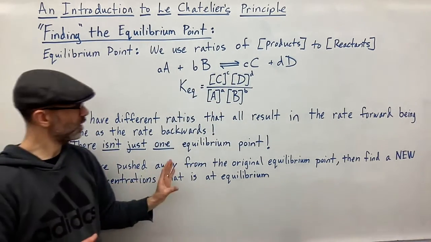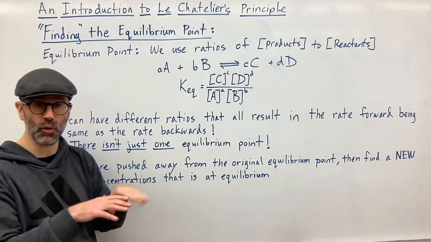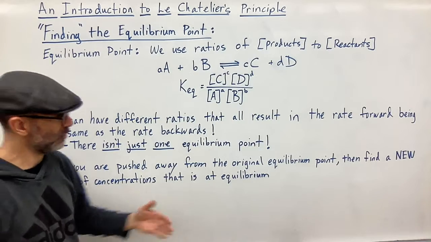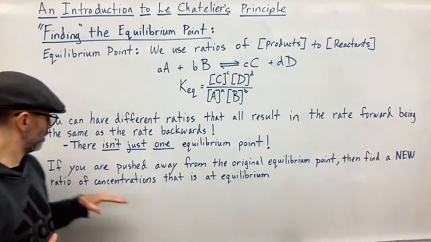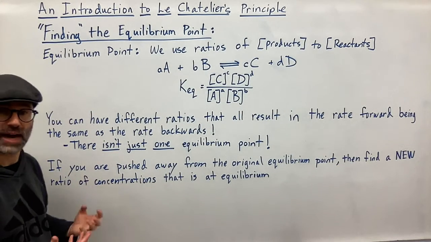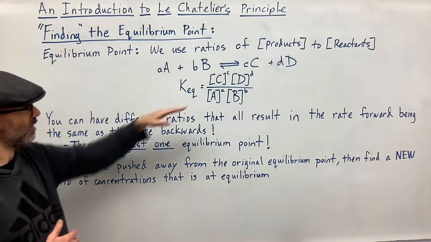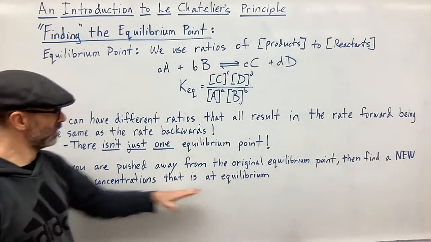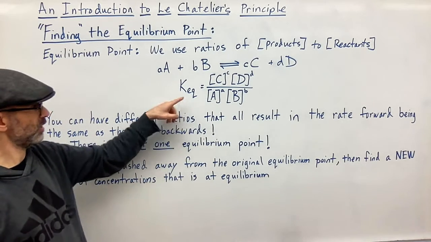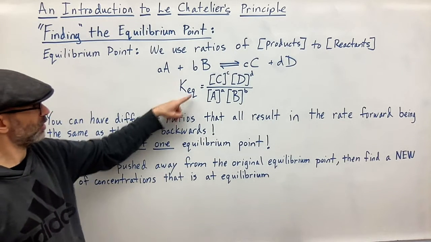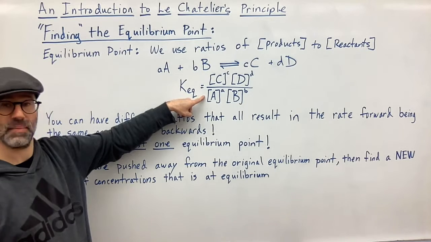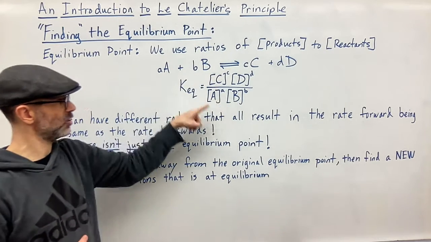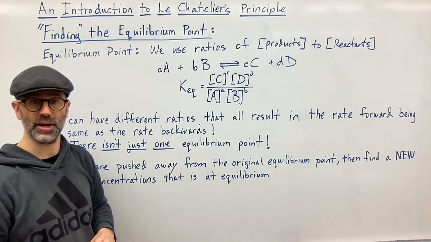So if you're pushed away from the original equilibrium point, or the concentrations that are going to give you that ratio, then basically you're just going to find a new set of concentrations that are going to give you that ratio that you had before, and then that'll be at equilibrium again. So it's basically having this KQ, this ratio here, stay the same, right? So how do we keep this ratio when you change things in the reaction?